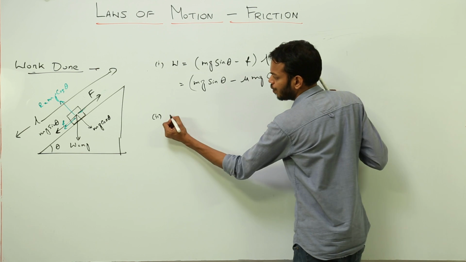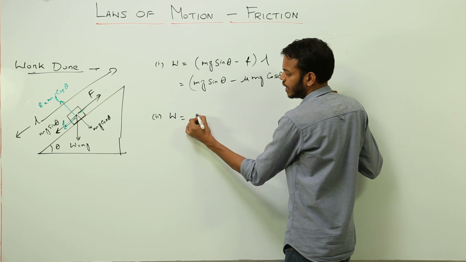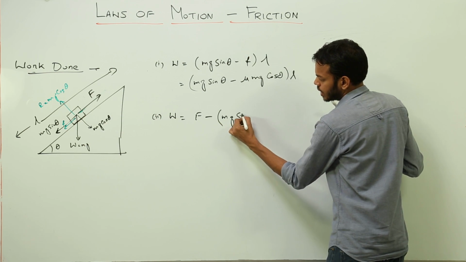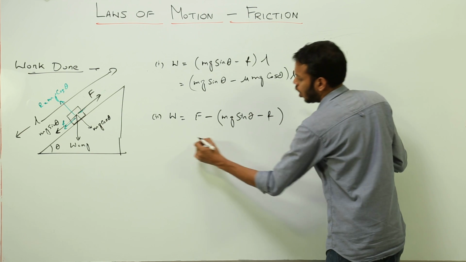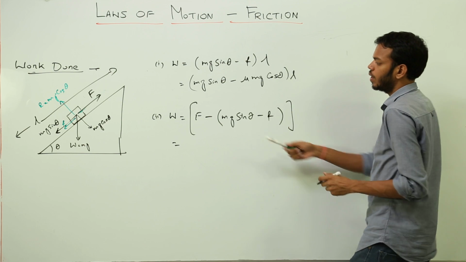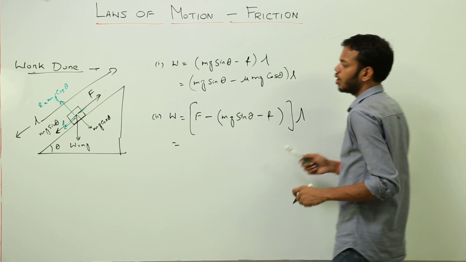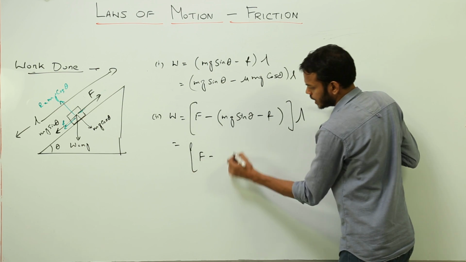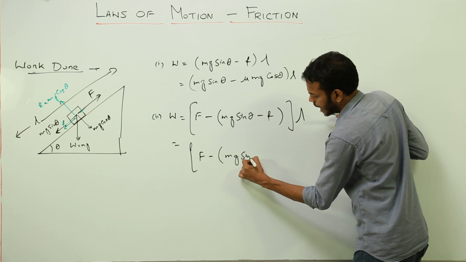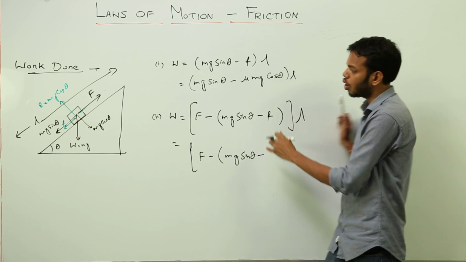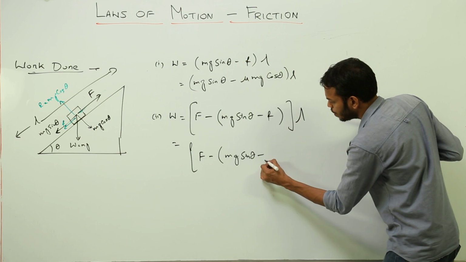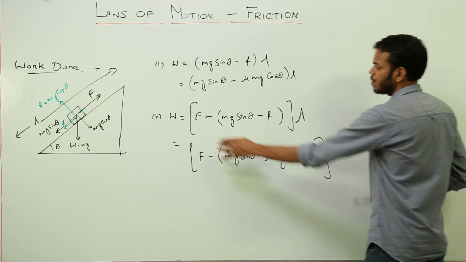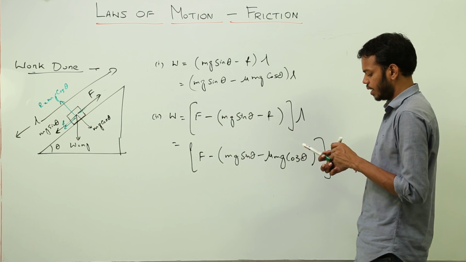So in the second case, the net force is the external force minus the sum of the two opposing forces, which are mg sin theta and the frictional force. This is the net force multiplied by the length of the path the body covers in the direction of the net force. So this whole thing becomes F minus (mg sin theta plus frictional force, which is mu into R). The normal reaction is mg cos theta, so this becomes mu mg cos theta, right? This is the net force acting on the body, and since we have to calculate work done, it is multiplied by the length of the path.